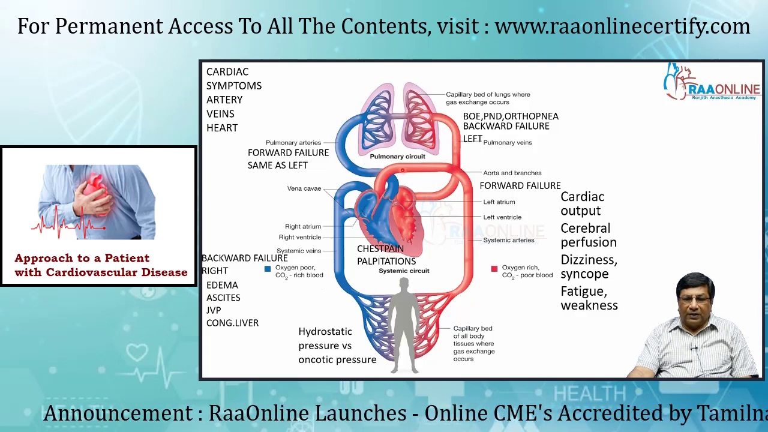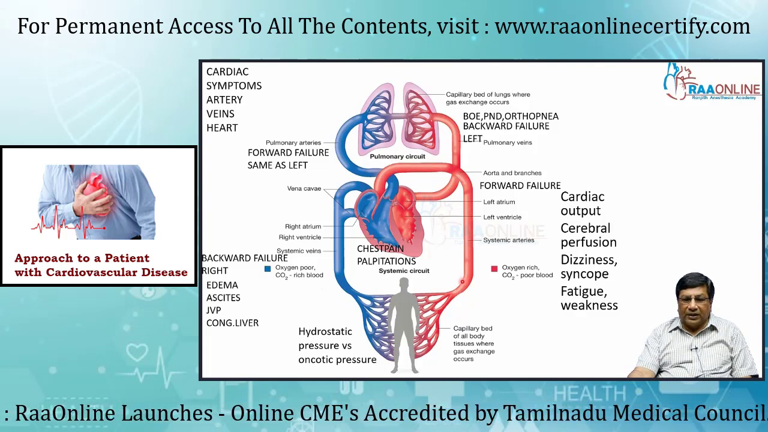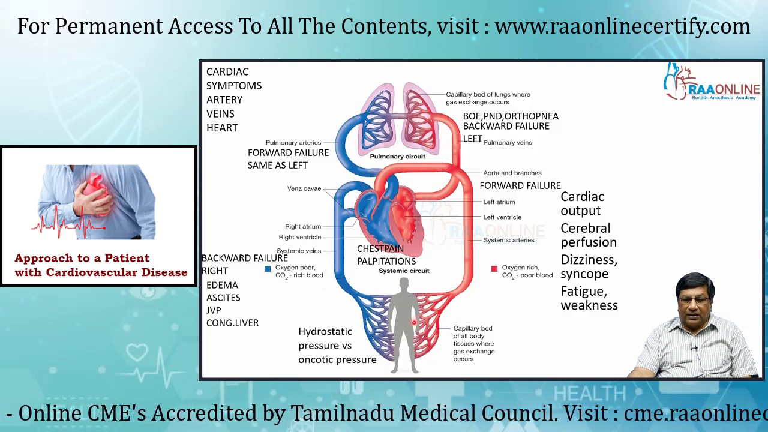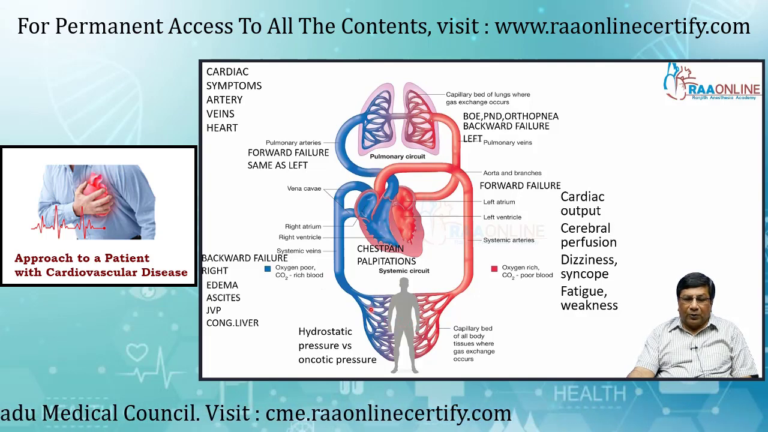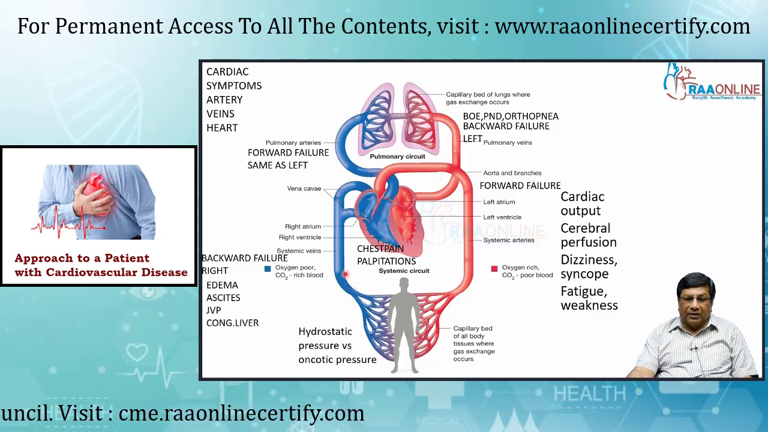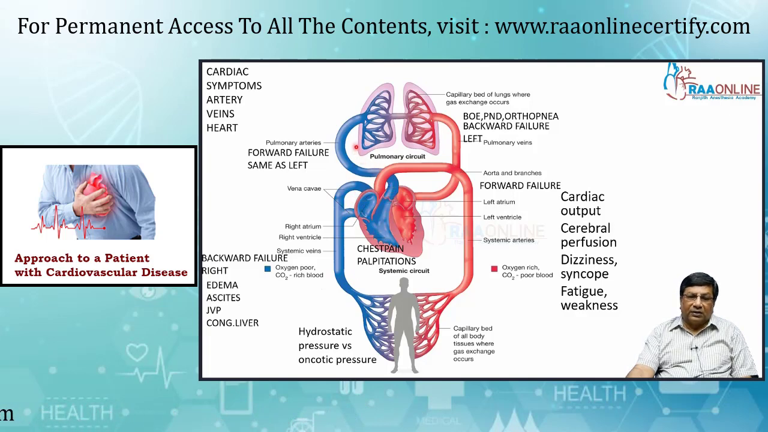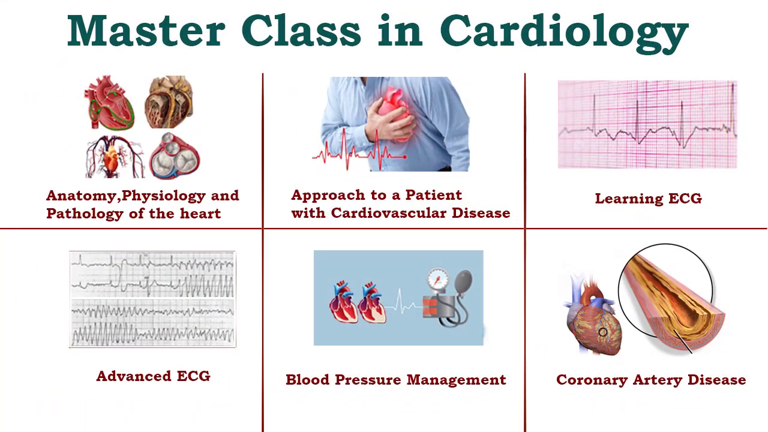Left heart is pumping the oxygenated blood to the systemic circulation. Through the capillaries, the oxygen and nutrients are given to the tissues. The waste products like carbon dioxide are taken by your venous system, which comes back to the right heart, to be sent once again to the lungs for oxygenation.